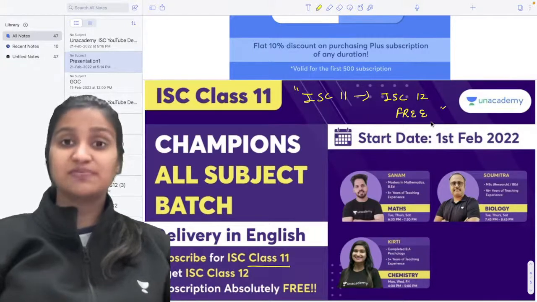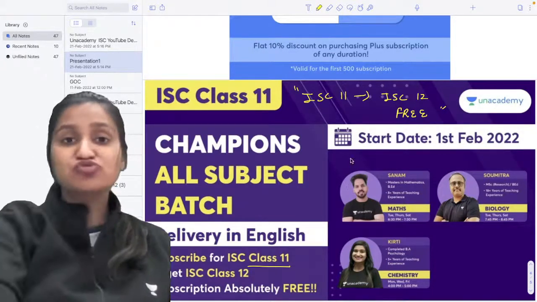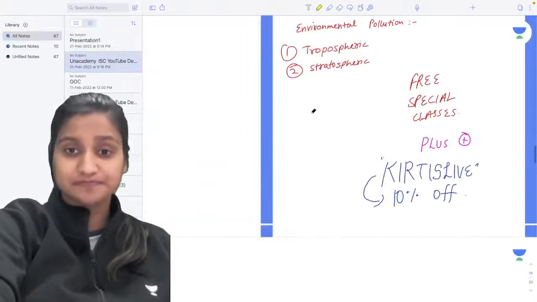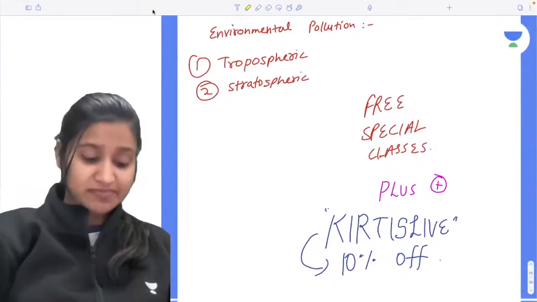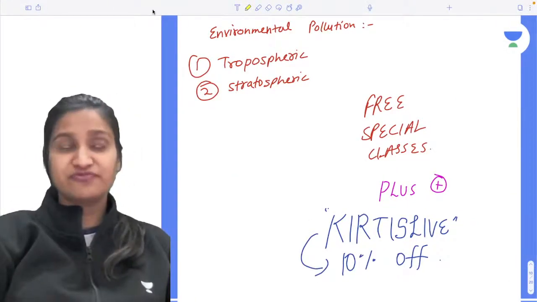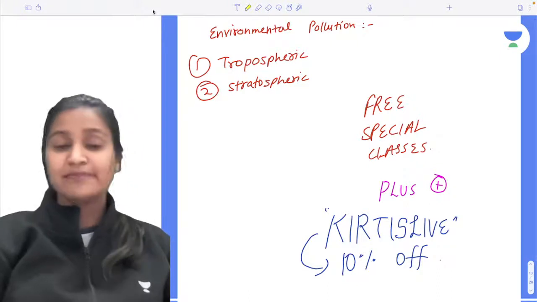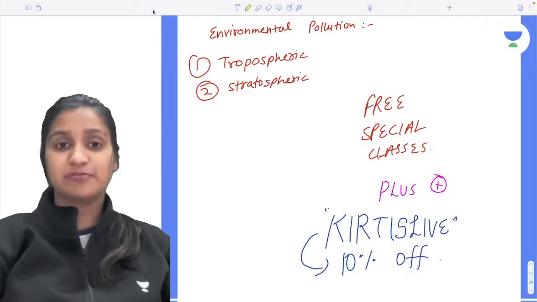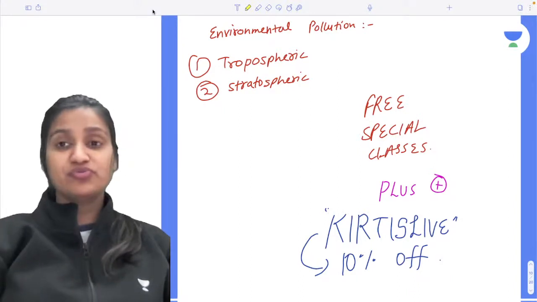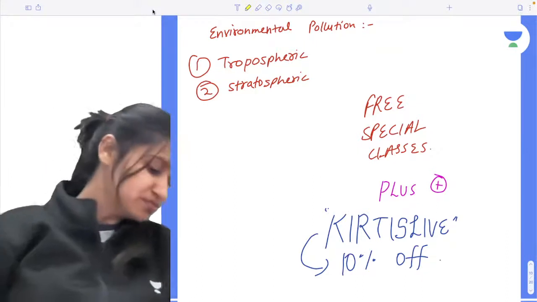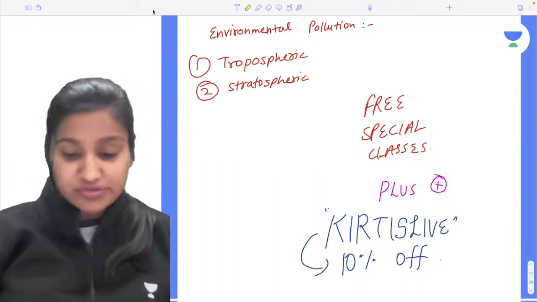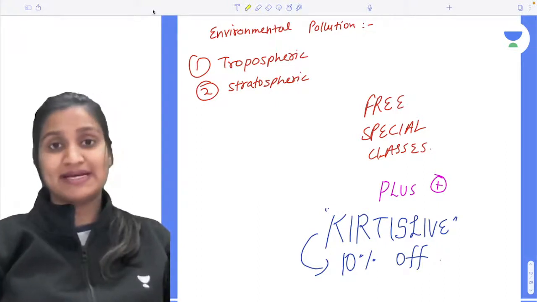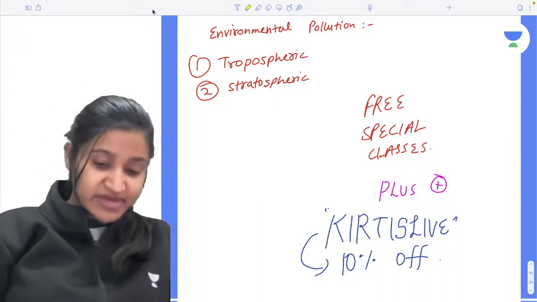As I told you in the previous plus class, a few chapters, whether you are in class 11 or class 12, are very important for you. I would say the first 4 chapters of class 11 and general organic chemistry are extremely important, so you definitely need to cover them, whether you are in class 11 or class 12.